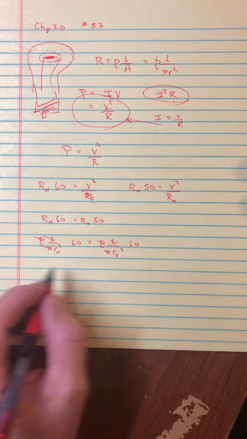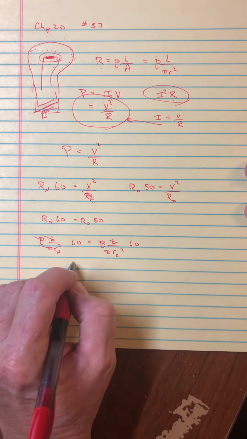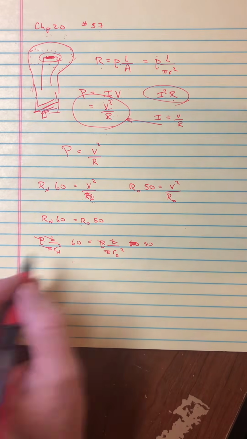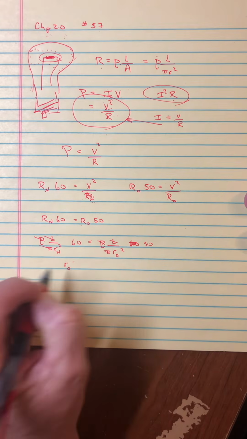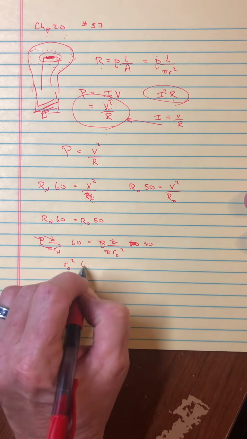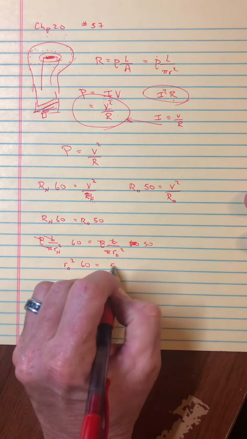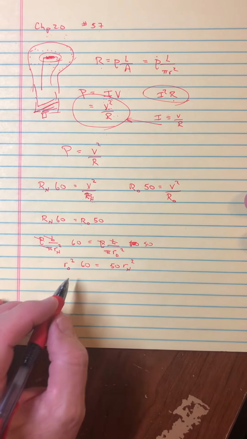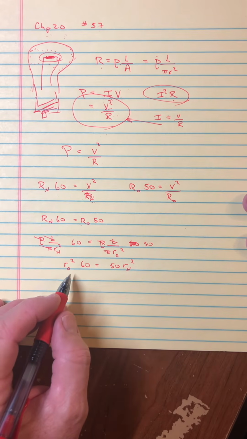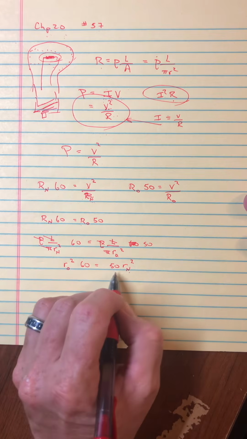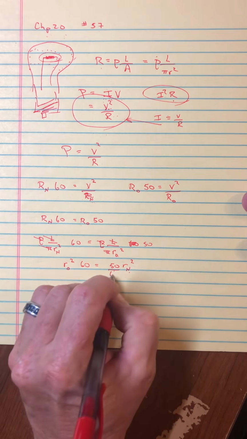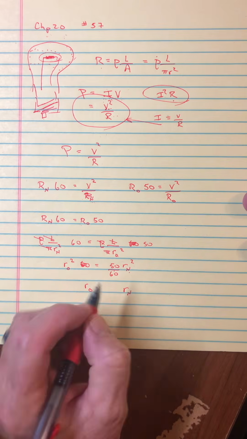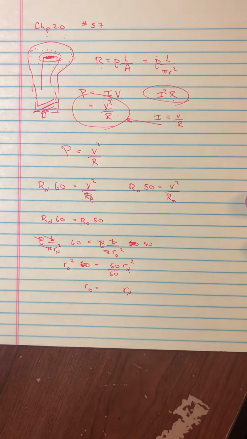Okay, so maybe I'll simplify this, oops, my bad. That was supposed to be a 50. Okay, so I will cross multiply, and so this will be the radius squared when it's old times 60. And this over here would be 50 times the radius when it is new squared. And I want to know by what factor has the diameter been reduced? So I want new times some number equals old. So why don't I move the 60 over and now take the square root? Because then I'll have radius of new times that thing.